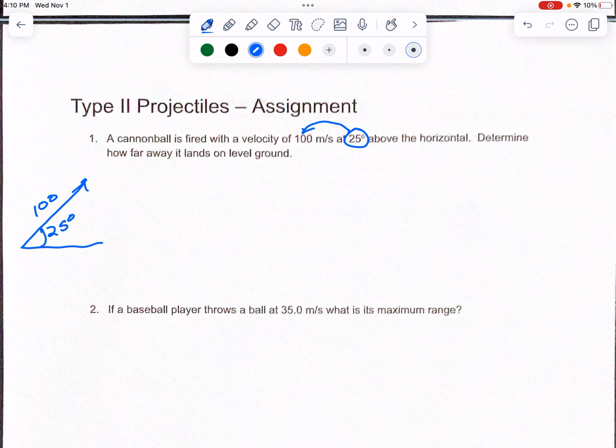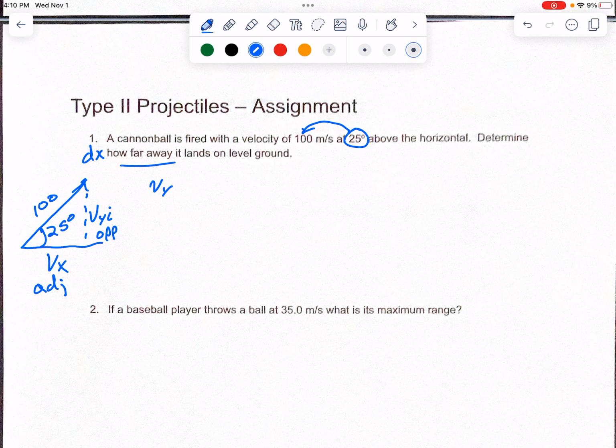So it says, how far away does it land on level ground? There's only two types of distances I can ask for, either how high or how far. If it doesn't mention height at all, that means you're looking for your horizontal distance, that'd be your dx. Now, before I even worry about that, when I do these problems, I do the same 3 steps every single time. No matter what, I'm going to find my Vx, find my Vyi, and then find my total time. Remember, Vx is the adjacent side of your triangle, and Vyi is going to be your opposite side.